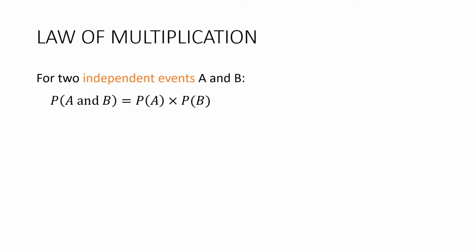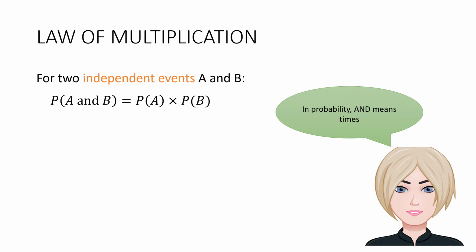Now, there are two laws in probability. The first one is the law of multiplication. So if we have two independent events, A and B, and we want to find the probability that they both occur, then all we do is multiply their individual probabilities together. And in probability, if we say the word and, it means times. So the probability of A and B is equal to the probability of A multiplied by the probability of B.